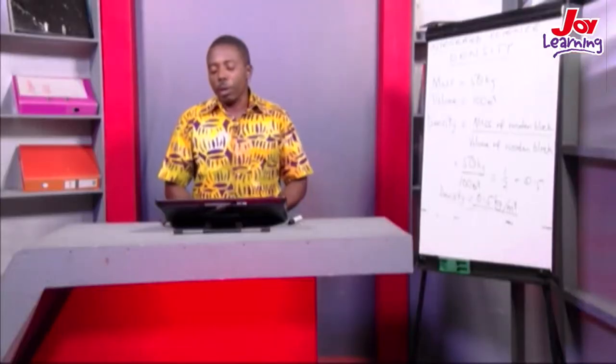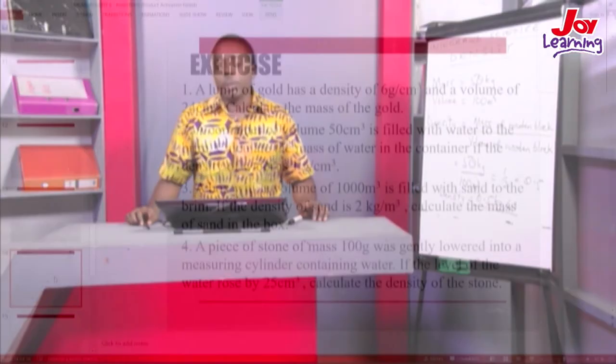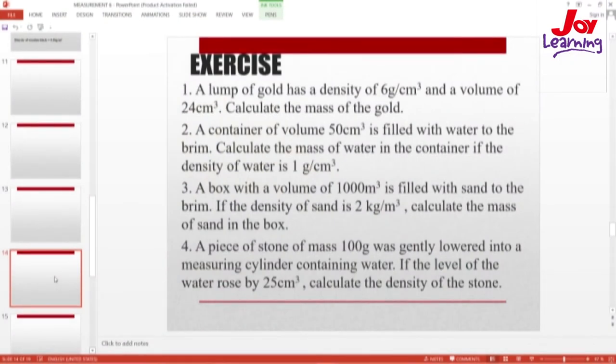So look on your screens and let's quickly solve the following exercises. Number 1. A lump of gold has a density of 6 grams per cubic centimeter and a volume of 24 cubic centimeters. Calculate the mass of the gold.